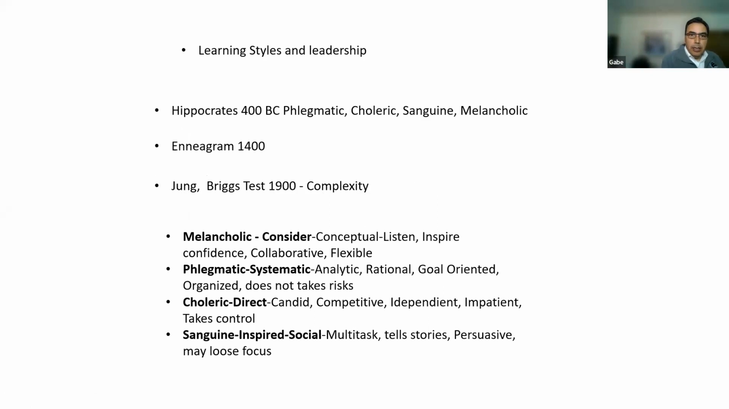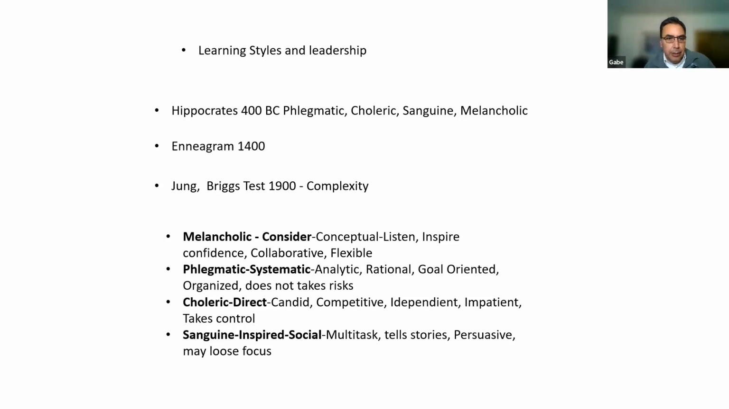I know that around 400 before Christ, Hippocrates came up with four different personalities: the phlegmatic, choleric, sanguine, and melancholic. But then in the 1400s, someone came up with the Enneagram, where instead of four, they made nine. That's why they call it Enneagram, nine different personalities. Then in the 1900s, Jung and Richter brought something more. But to me, the basics are still the same.